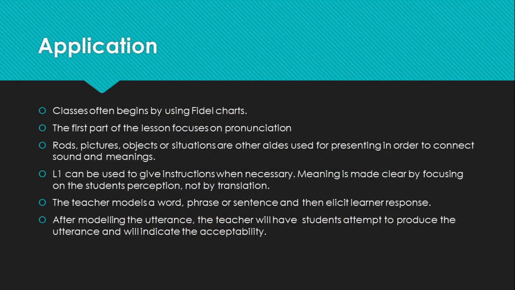Now let's talk about the application of the silent way. The class usually begins by using fetal charts. You know what fetal charts are? We have already discussed that. Mainly fetal charts are used in order to teach pronunciation, as well as word charts. So, in the first part of the lesson, importance is given to pronunciation. Remember, in the silent way, pronunciation is given a lot of importance. In fact, that is the first thing that the students learn, to pronounce accurately even before they learn the language.